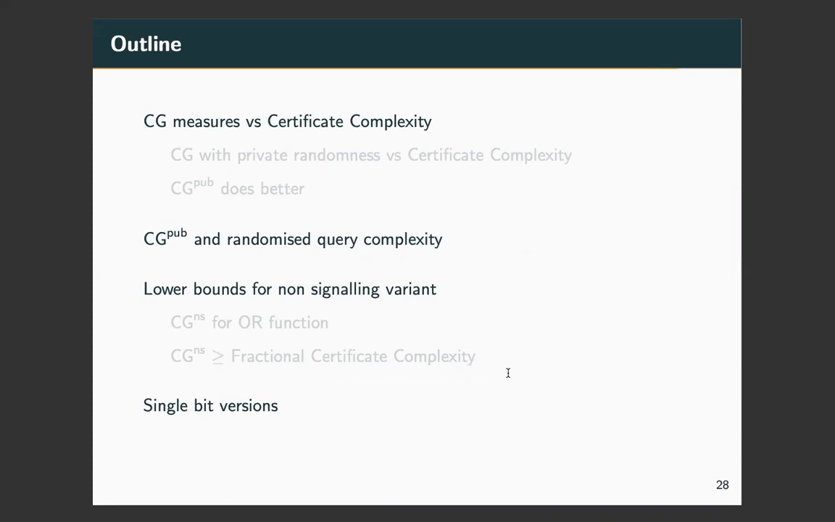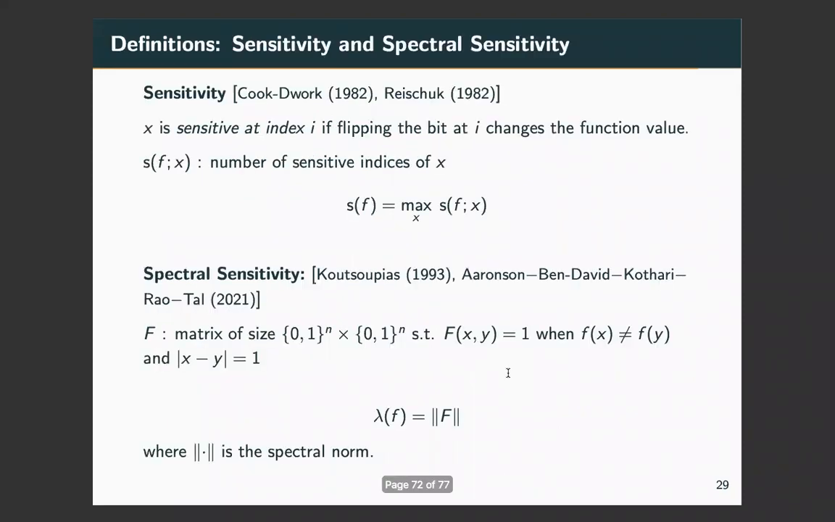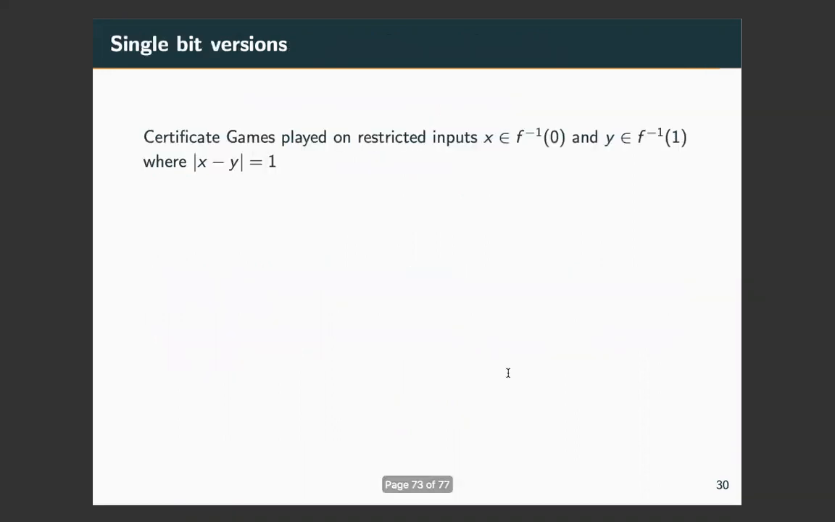We will now consider the single-bit versions of certificate gains, which are played on restricted inputs. Here are the definitions for the complexity measures, sensitivity, and spectral sensitivity, which we will show are related to the single-bit versions of certificate gain complexity measures. Single-bit versions of certificate gains are played on restricted inputs x and y, which have different function values and have a Hamming distance 1 between them.